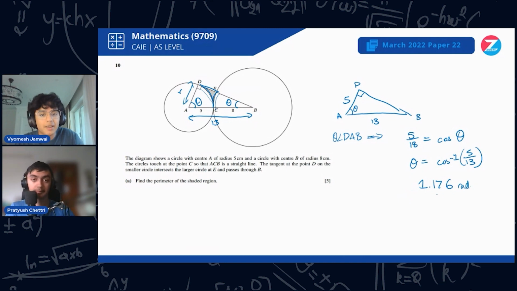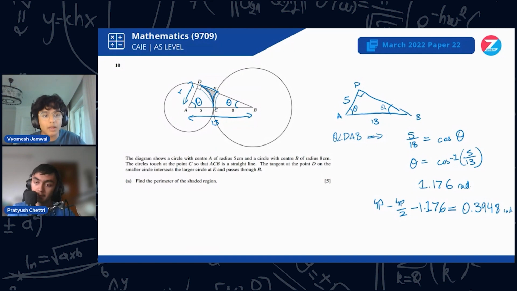So DBA, I could automatically think that if we know that a triangle has 180 degrees inside of it, which is equal to pi radians, and we know that 90 degrees is pi upon 2. To make life easier, what we can do is pi minus pi upon 2, which is 90 degrees, minus 1.176. So that would give us 0.3948.